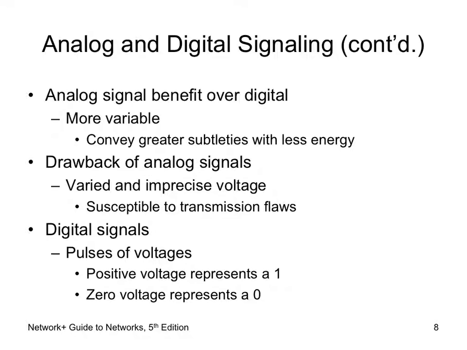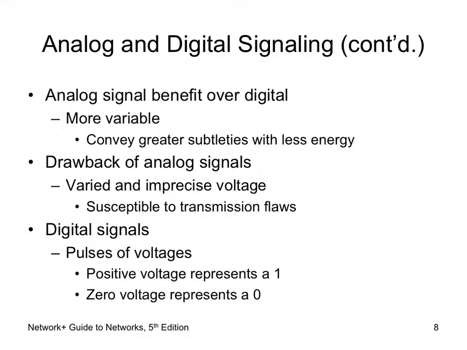But analog signal benefits over digital in the fact that it's more variable, meaning, like in the cell phone I just mentioned, in conversation, even though the signal's super, super low, you could sometimes make out what people are saying, okay? Convert that to the data world, to networking, data would break up and lose connections, but it would pick it up and continue on the journey. The drawback of analog signal, though, is it's varied and imprecise voltage, meaning a lot of transmission flaws, a lot of noise susceptibility, drops of data.